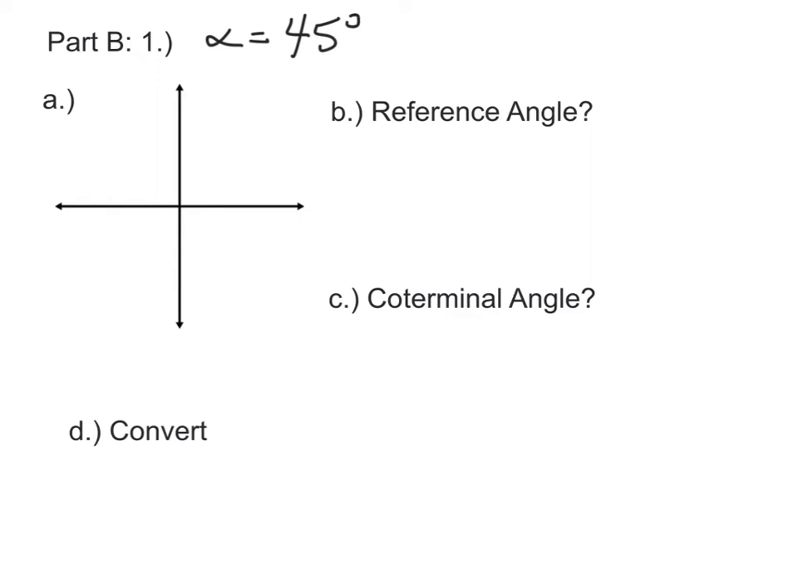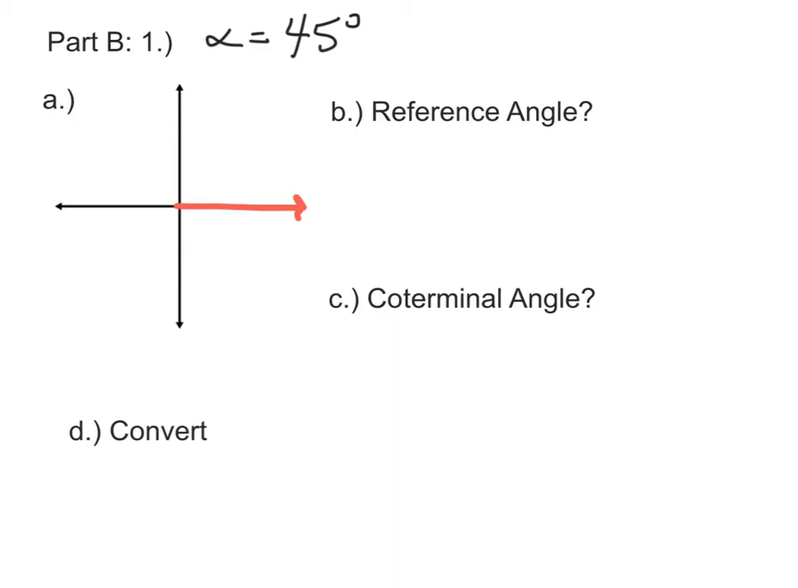In part B, we're going to look at 4 different angles and do the same 4 things to each of them. For the first one, we're going to let alpha equal 45 degrees, and in part A, we need to graph it in standard position. Standard position is going to mean the initial side is always going to be the positive x-axis, and the terminal side is going to make that 45-degree angle.